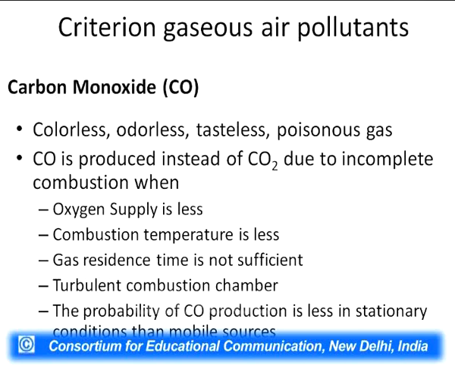Carbon monoxide is basically a colorless, odorless, tasteless and poisonous gas. It is produced instead of CO2. In fact CO2 should be produced, but in some special circumstances, CO is produced. And what are the reasons when CO is produced instead of CO2? When the oxygen supply is less, when the combustion chamber temperature is less, when the gas residence time in the combustion chamber is not sufficient, and when the combustion chamber has some kind of turbulent environment. And one more thing I would like to say, the probability of CO production is very, very less in stationary conditions than mobile sources. So the CO we observe is the product of mostly non-stationary sources.